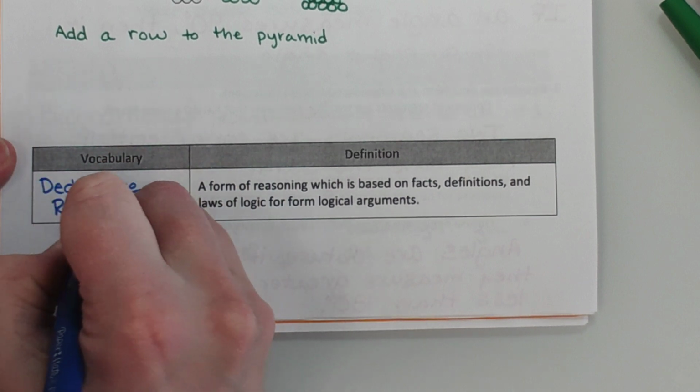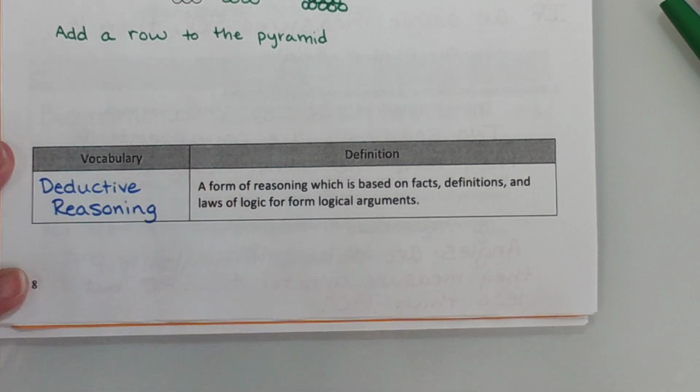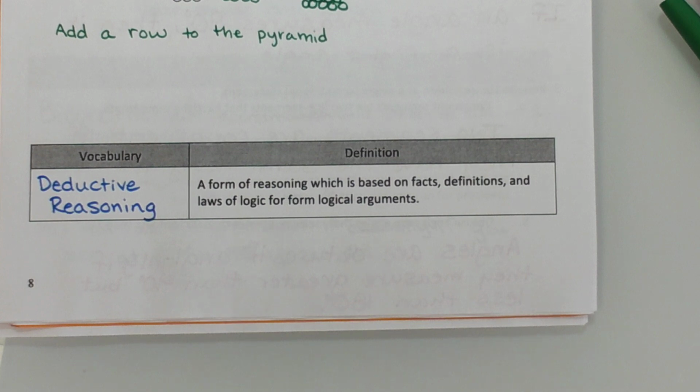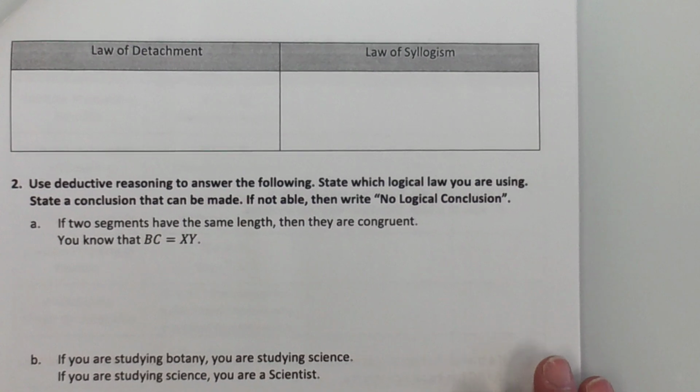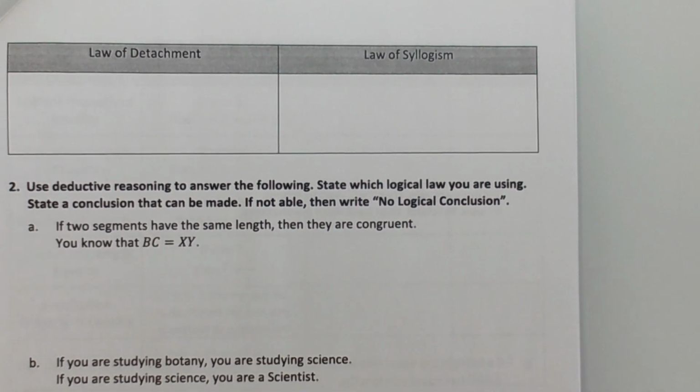Deductive reasoning uses facts and definitions and laws of logic. Laws of logic are kind of ways of thinking that are guaranteed to be true. There's two common laws of logic that we use, and we start talking about them on the next page. The law of detachment and the law of syllogism.